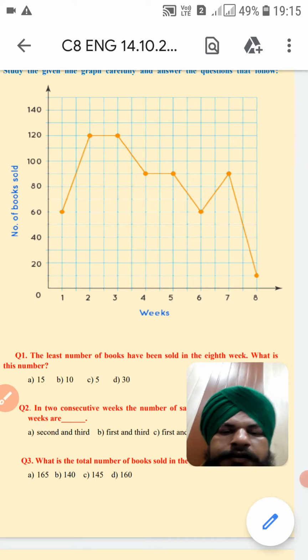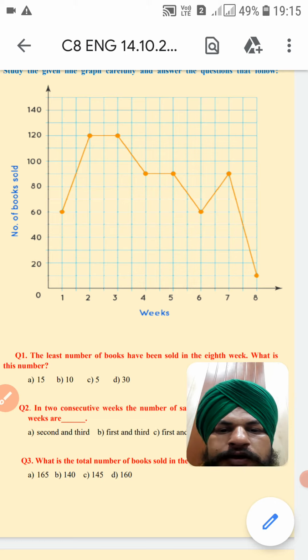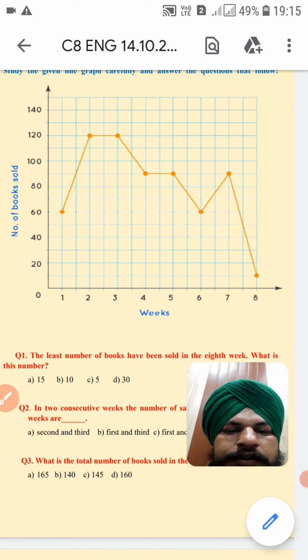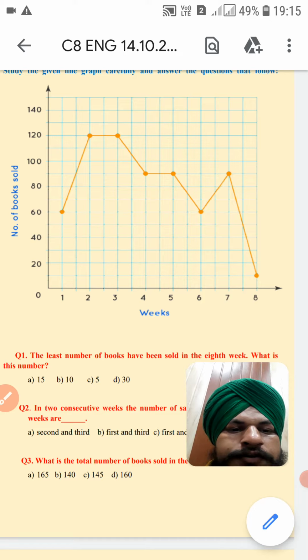So like in the first week 60 books are sold, and second week 120, in the third week 120, in the fourth week 90 books are there, and in fifth 90 books, and in sixth 60 books are there, and in seventh week 90 books are there, and in eighth week, that is the least number of books, only 10 books are sold.